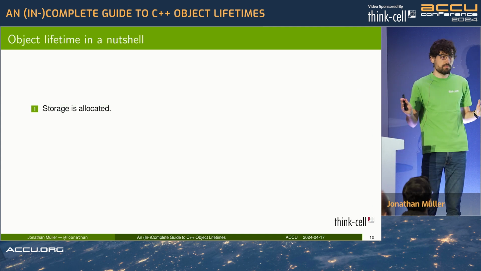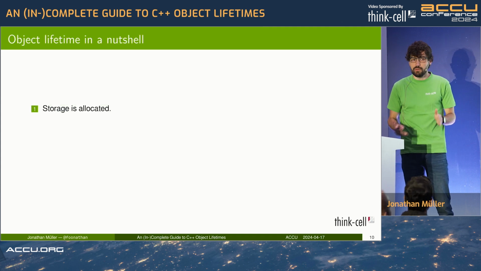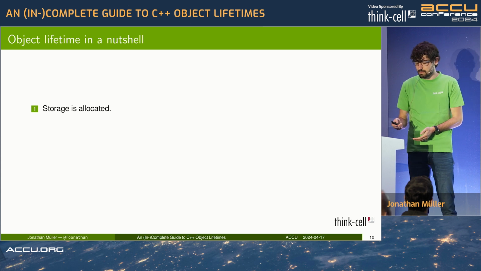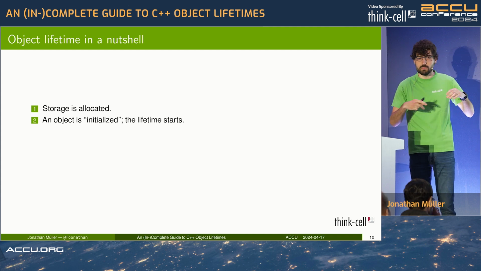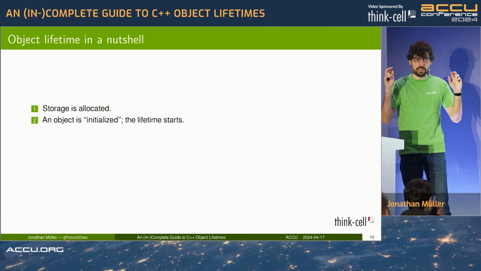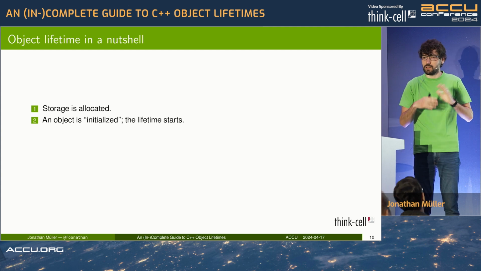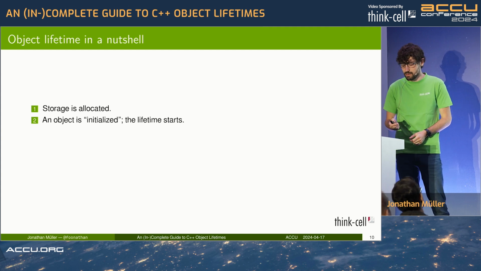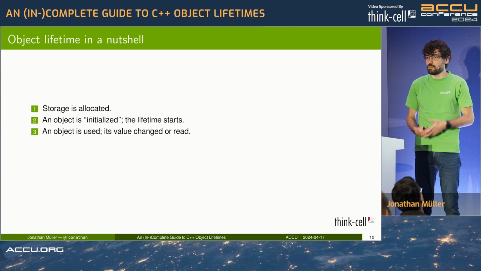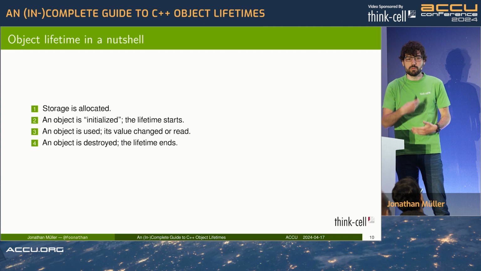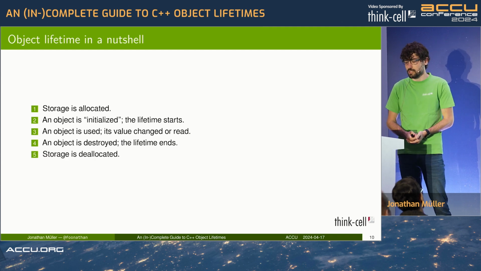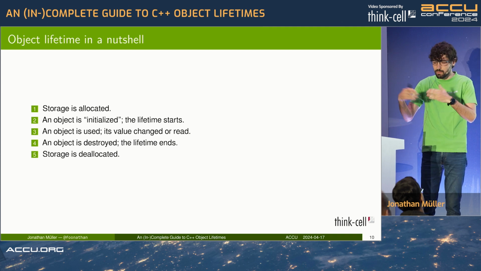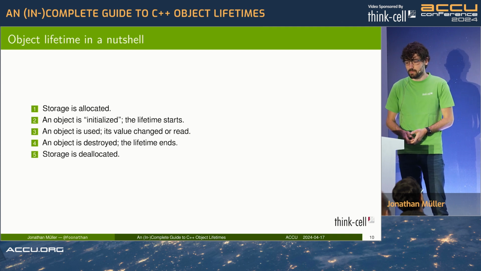So this is a very high-level picture. The object lifetime in a nutshell. The first step is always we allocate storage for our object. We then initialize an object which starts the lifetime. The word initialize is in question marks because you don't really need to initialize an object in order to start it, but we'll cover the details later on. But once we have the lifetime, we can use the object. We can change its value, we can read its value, we can do stuff with it. Then at some point, we're going to destroy the object, which ends the lifetime. And at some point, hopefully after that, we're going to deallocate the storage of the object. And this is the high-level picture, and the rest of the talk is just going to look at the details.